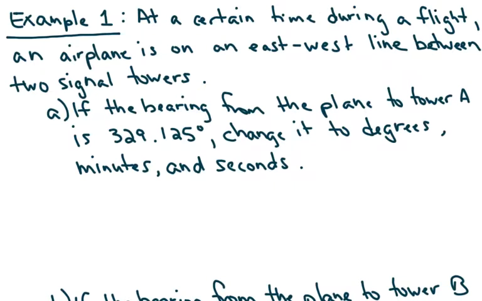The easy part is the beginning. It's going to be that 329 degrees. What we're going to do is take the decimal component and change it to minutes and seconds. Well, this is how we do it.